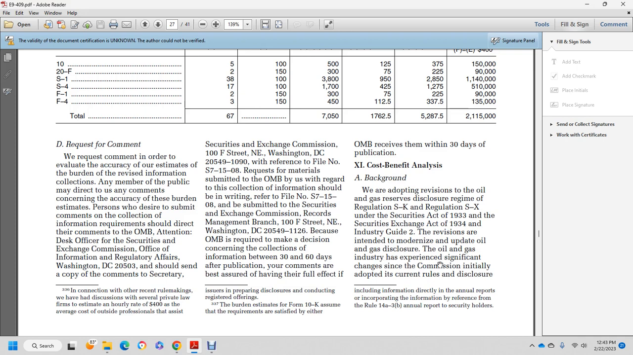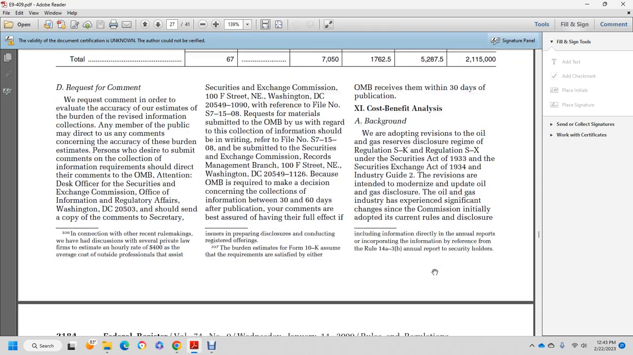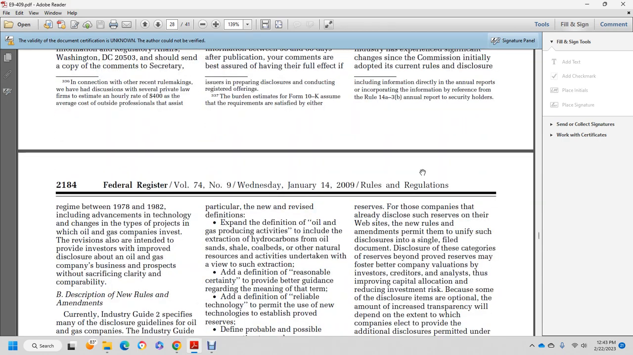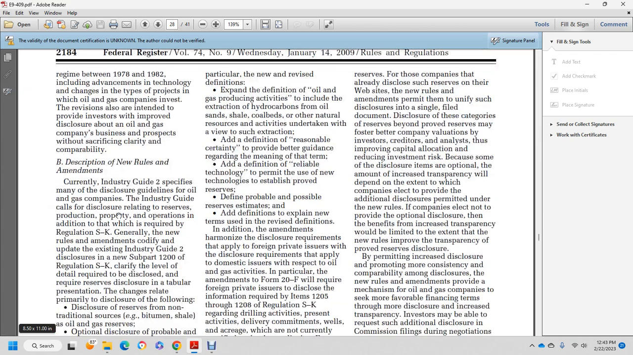reflecting oil and gas industry experience and significant changes since the Commission initially adopted the current rules and disclosure regime in 1978 and 1982, including advancement of technology and the types of projects of oil and gas companies, and with provisions intended to provide investors with disclosure about the oil and gas company's business and current prospects, with clarity and comparability.